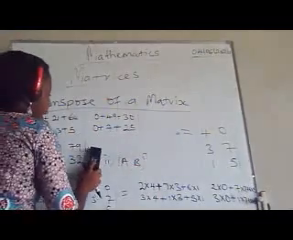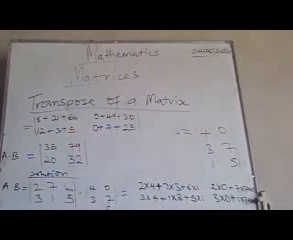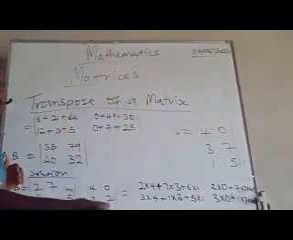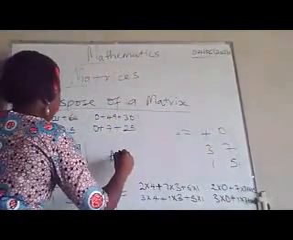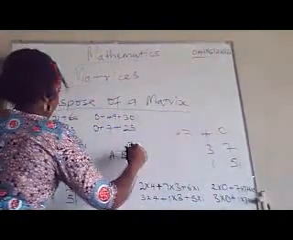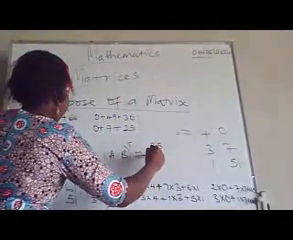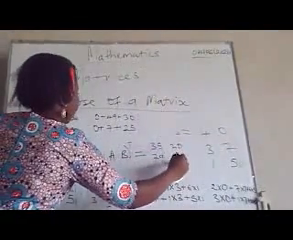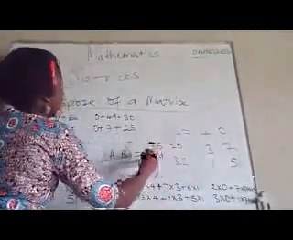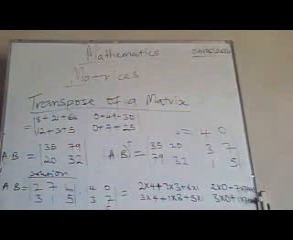Then for A dot B transpose, remember I said to transpose a matrix simply means to turn the rows to columns and columns to rows. A dot B transpose equal to 35. The rows now turn into columns and 20. So that's our A dot B transpose.